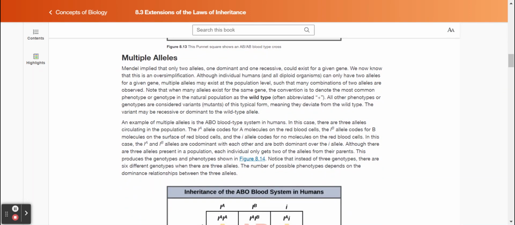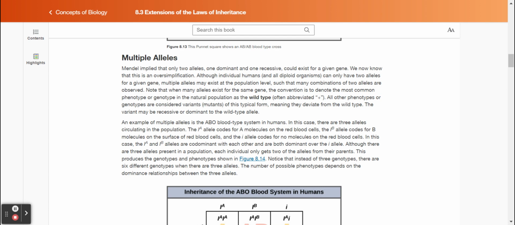Multiple alleles. Mendel implied that only two alleles, one dominant and one recessive, could exist for a given gene. We now know that this is an oversimplification. Although individual humans and all diploid organisms can only have two alleles for a given gene, multiple alleles may exist at the population level, such that many combinations of two alleles are observed.